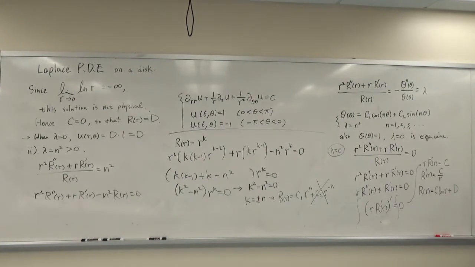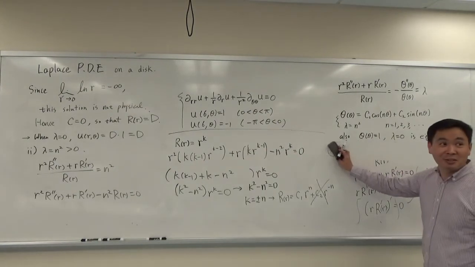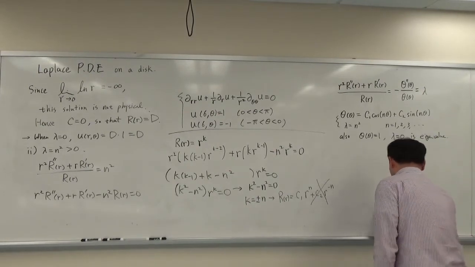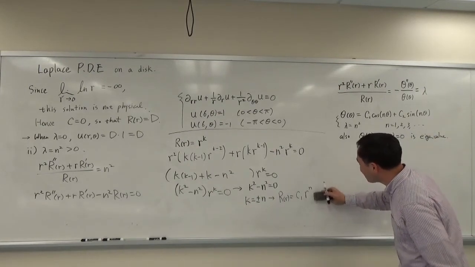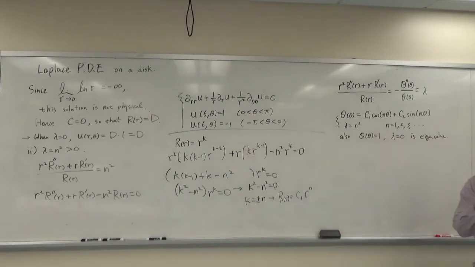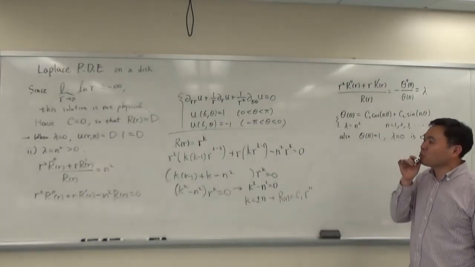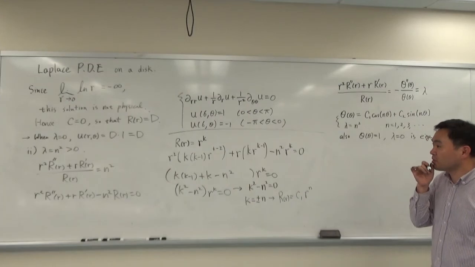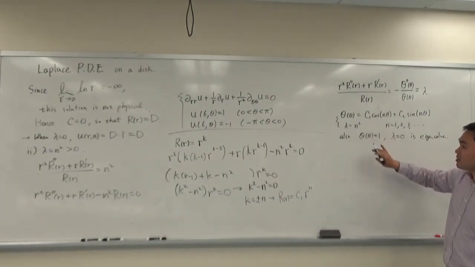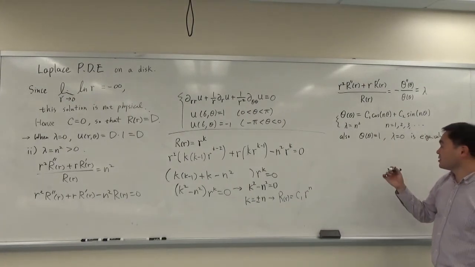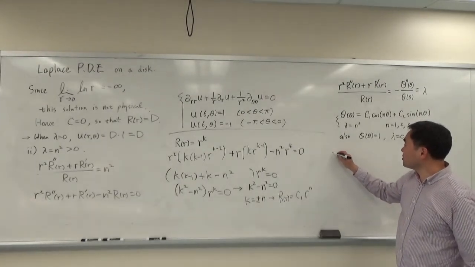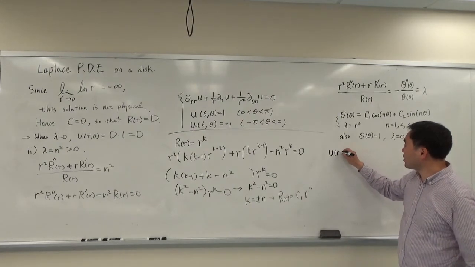All right. So, okay, I'm running against time here. We're still, but we're almost there. Just a little bit more, okay? All right, so where are we now? We have theta and r. So here's what we have. In general, u(r, theta).